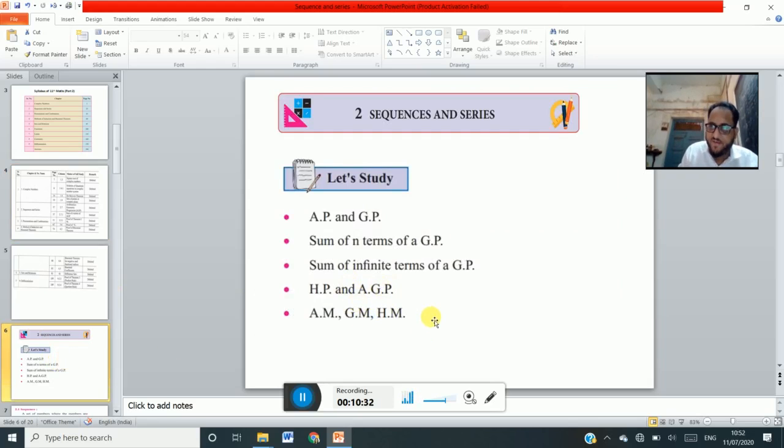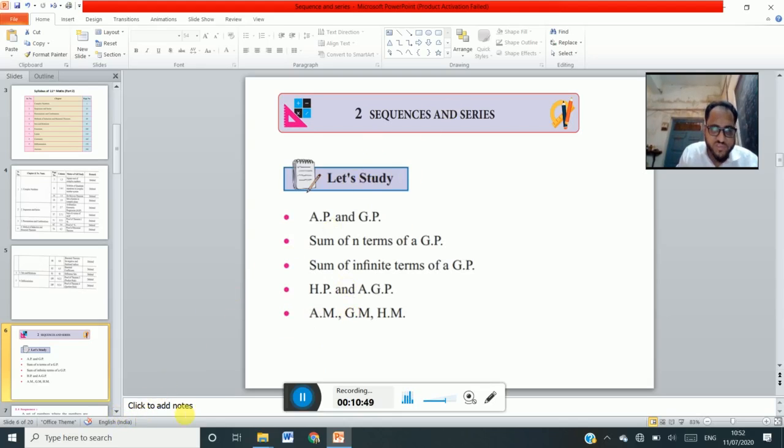Okay, AGP and some of the n terms of the AGP. So mind it and note in your textbook, this part is deleted from your syllabus for this year. Okay, right. Now we start with the sequence.